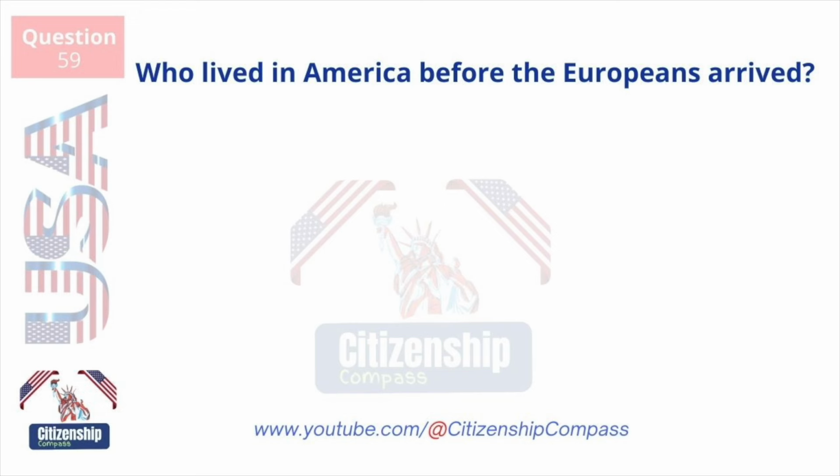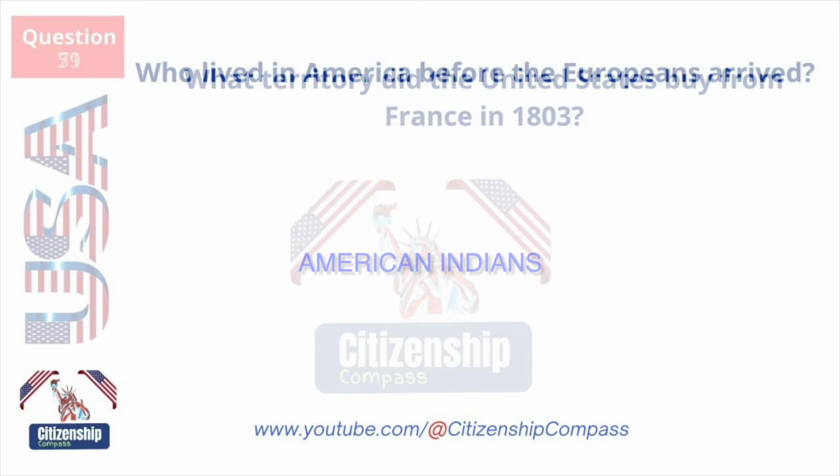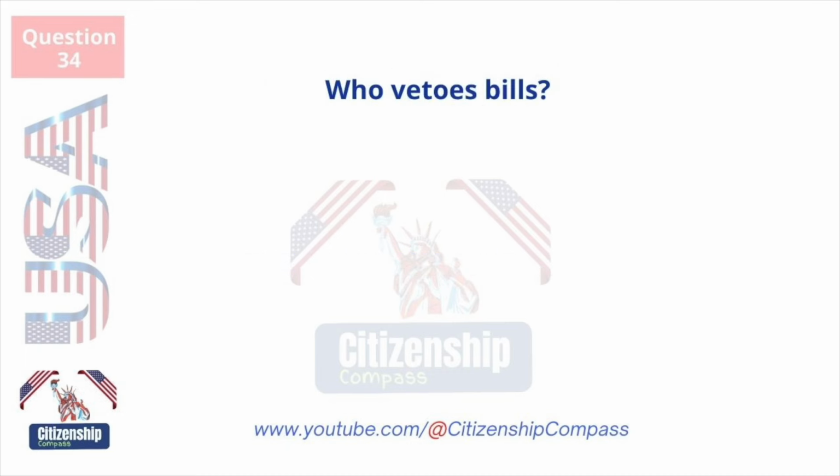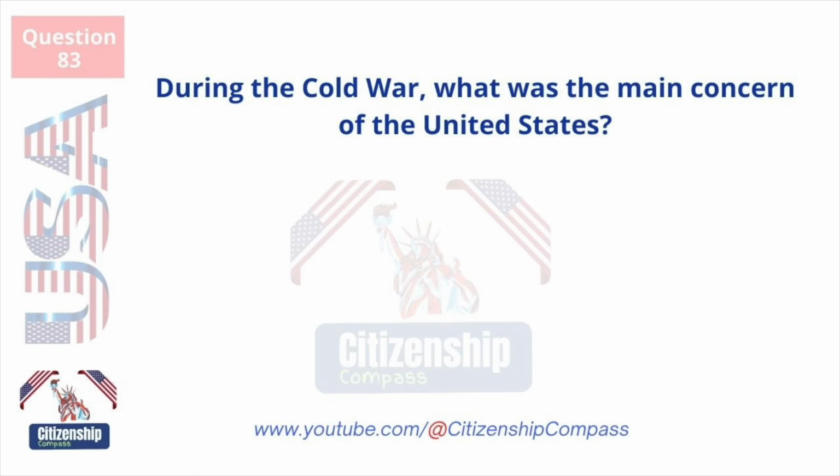Who lived in America before the Europeans arrived? American Indians. What territory did the United States buy from France in 1803? The Louisiana Territory. Who vetoes bills? The President. During the Cold War, what was the main concern of the United States? Communism.